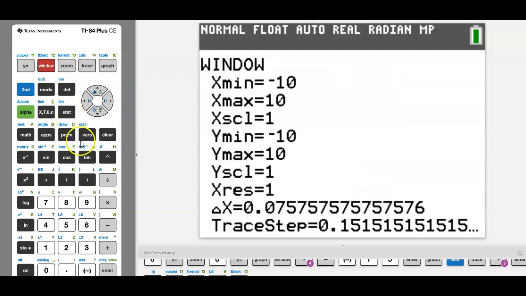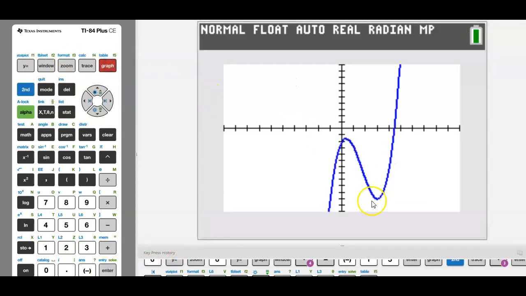So I'm going to hit window. I'm going to go to my y minimum value and make that smaller. So let's go like negative 13 and see. I was at negative 10. I went to negative 13. Let's see if that will show that minimum value there. And it sure does. So that's going to be kind of like, if you think of it as a vertex, of this little area right here. So now that I can see both of them, I know that there are not any more because we have a theorem that states that the maximum number of turning points is one less than the degree of our polynomial.